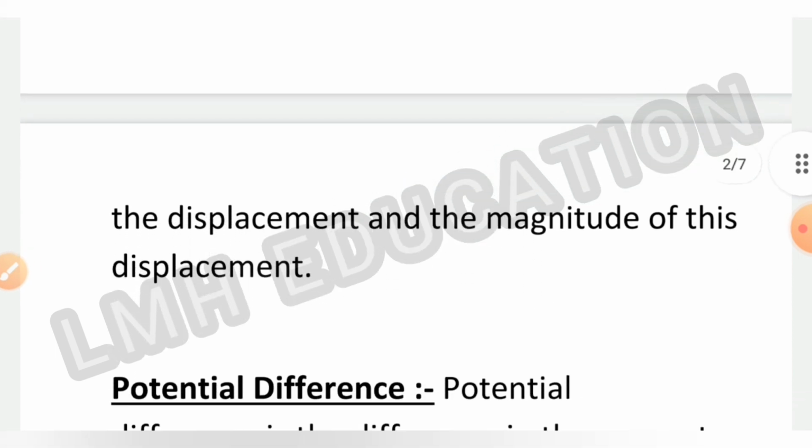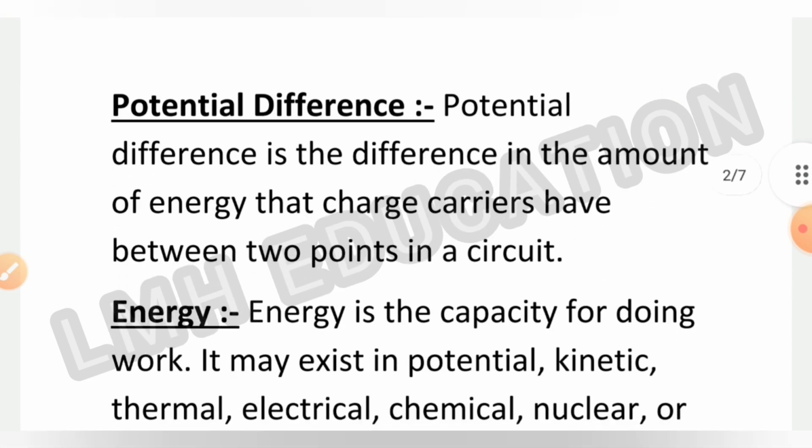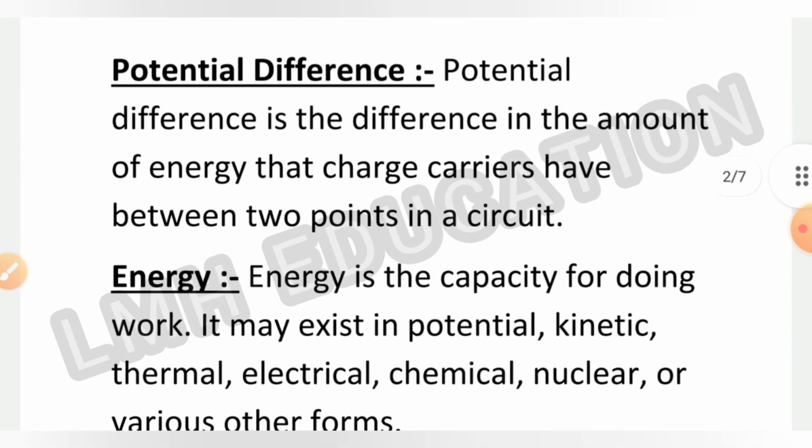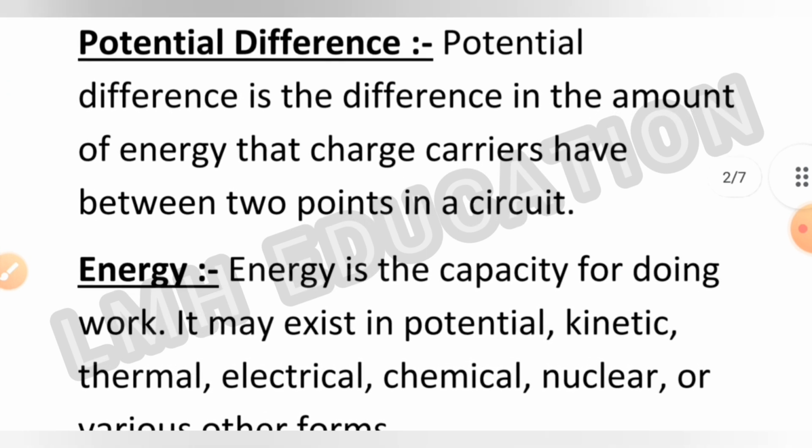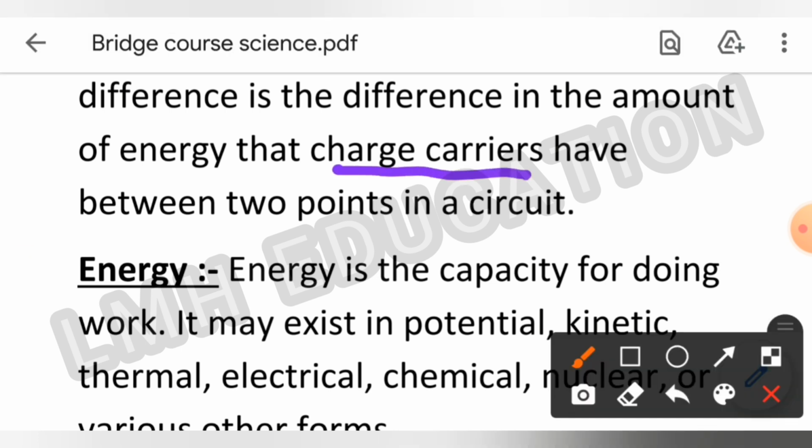Now, we will move on to next one. Next one is potential difference. So, potential difference is the difference in the amount of energy that charge carriers have between 2 points in a circuit. This is the answer of the potential difference.